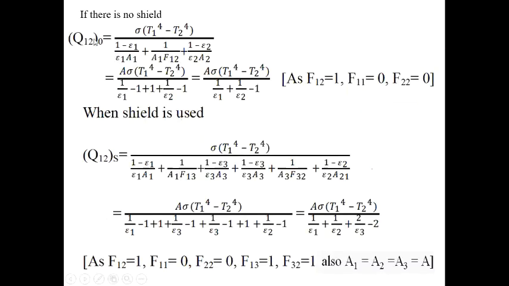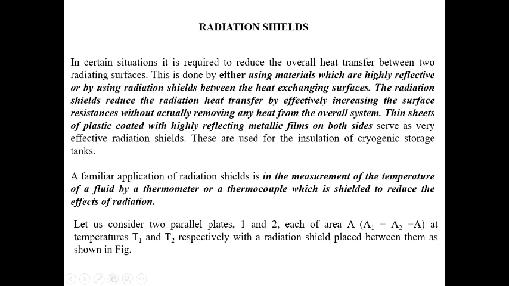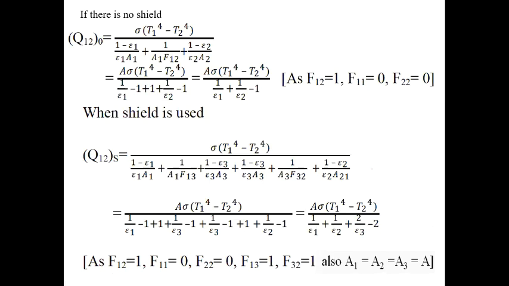First we find the heat transfer if there is no shield. This is sigma (T1 to the 4 minus T2 to the 4) divided by (1 minus epsilon 1)/(A1 epsilon 1) plus 1/(A1 F12) plus (1 minus epsilon 2)/(A2 epsilon 2). If we consider A1 equals A2 equals A and take the common term A, this becomes 1/epsilon 1 plus 1/epsilon 2 minus 1.